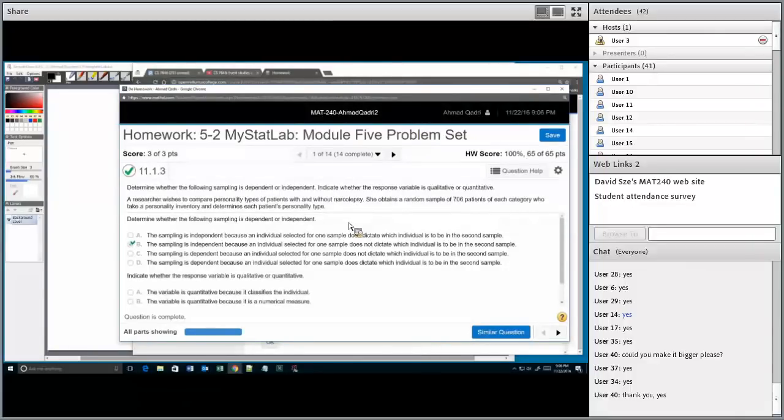So what do you think? Say I have a sample size of 700 patients, I take each patient and I check their personality type, and imagine it's a 0 or 1 kind of thing. I put them either as 0 or a 1. Do you think this is a dependent sampling, or an independent sampling? And then we'll expand on why we think it is dependent or independent.